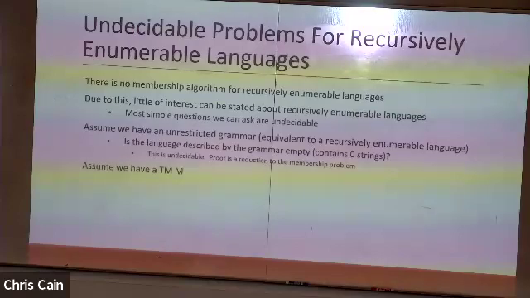Assume we have some Turing machine. Is the language accepted by that Turing machine finite? Decidable or undecidable? What do we think? Who thinks it's decidable? Who thinks it's undecidable? For those who say it's undecidable, what makes you say that?